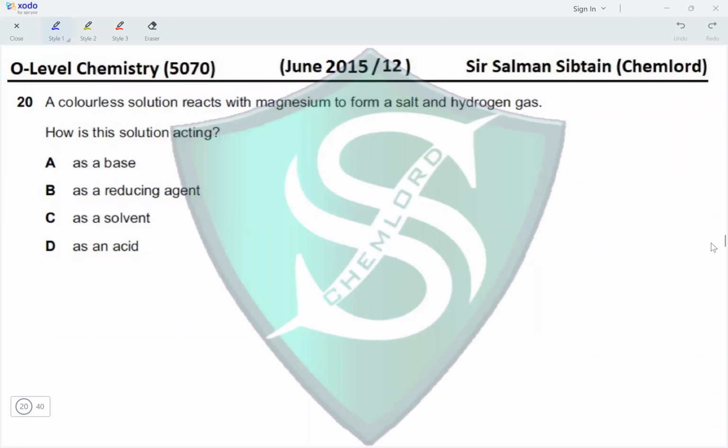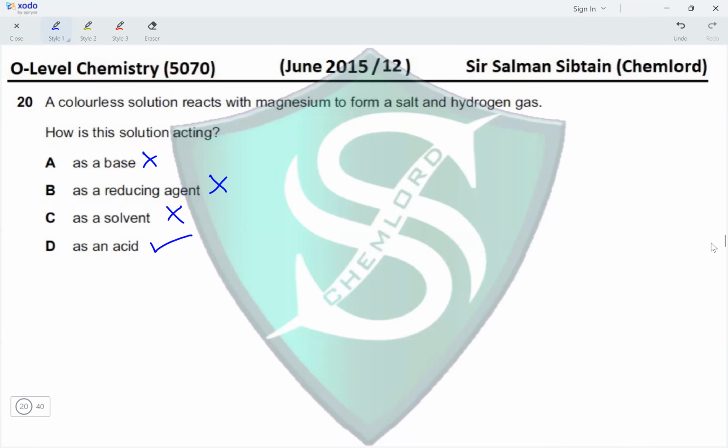Question 20. A colorless solution reacts with magnesium to form a salt and hydrogen gas. How is this solution acting? As a base, magnesium metal will not react with a base. As a reducing agent, magnesium is oxidized to Mg2+ ions. So it is acting as an oxidizing agent, not a reducing agent. As a solvent, magnesium metal is not dissolving, it is reacting. So the solution is not acting as a solvent.